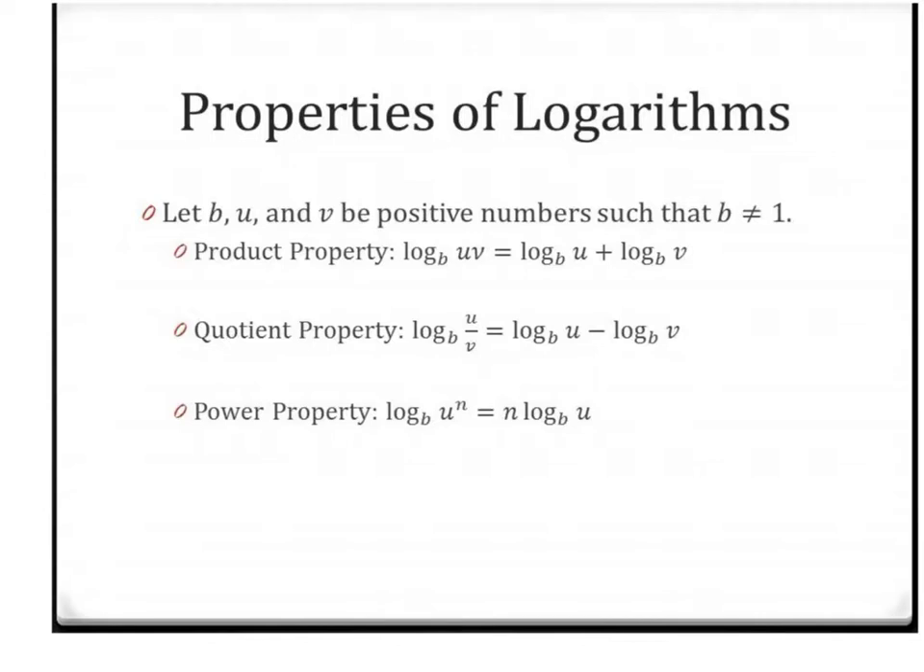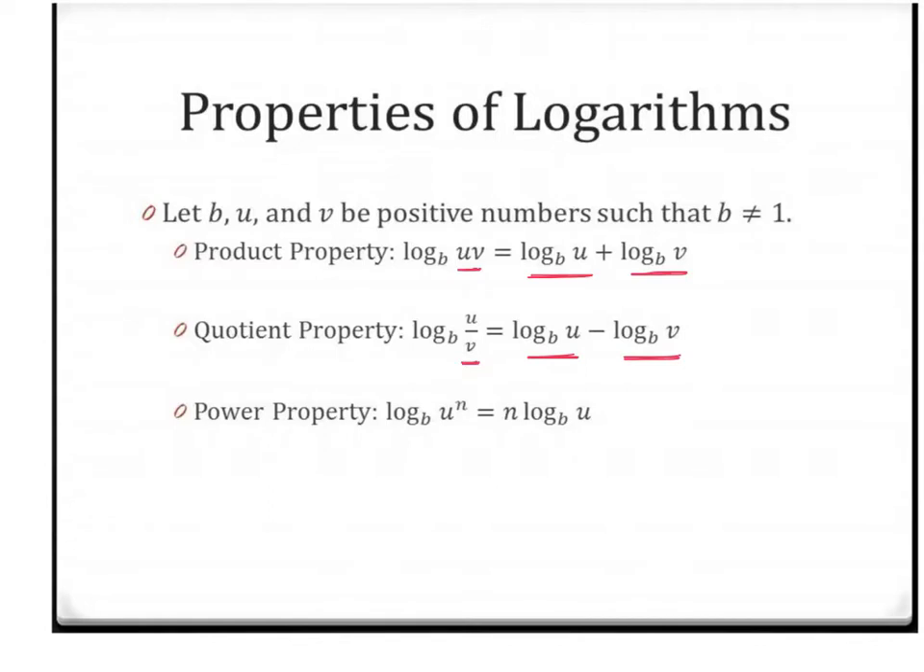The first one is a product property, and it says if you have log base b of a product, you can split the product up, and then you actually have the sum of the two parts of the product, so log base b of u plus log base b of v. Similarly, if we have log base b of a quotient, we can split it up as well and have log base b of u minus log base b of v.